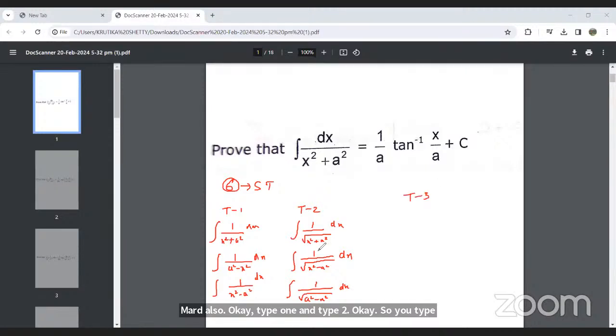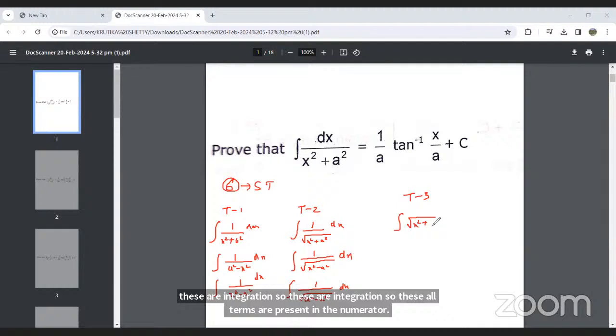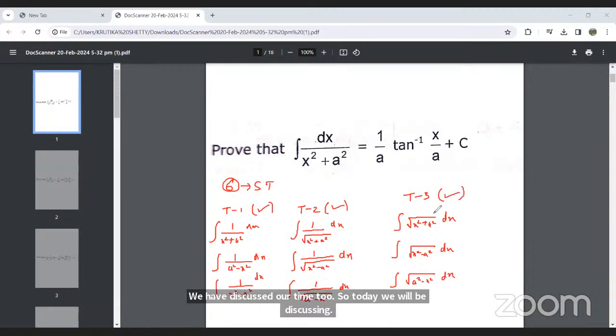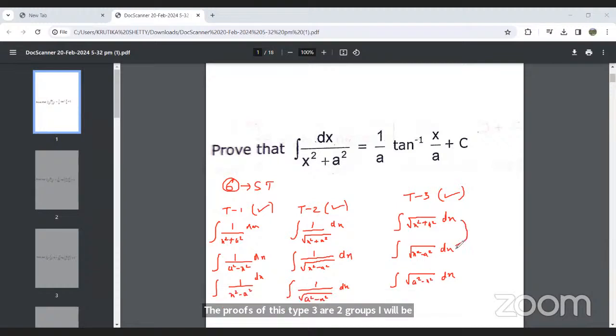Okay, so we will be discussing type 3 and examples on that. In type 3, it is the same type, but these are integrations where all these terms are present in the numerator. So it will be in the form of root of x square plus a square dx. Next, integration of root of x square minus a square dx, and then integration of root of a square minus x square dx. In the last class we discussed type 1 and type 2. So today we will be discussing the proofs of this type 3. Two proofs I will be solving, and I will be solving the related examples.